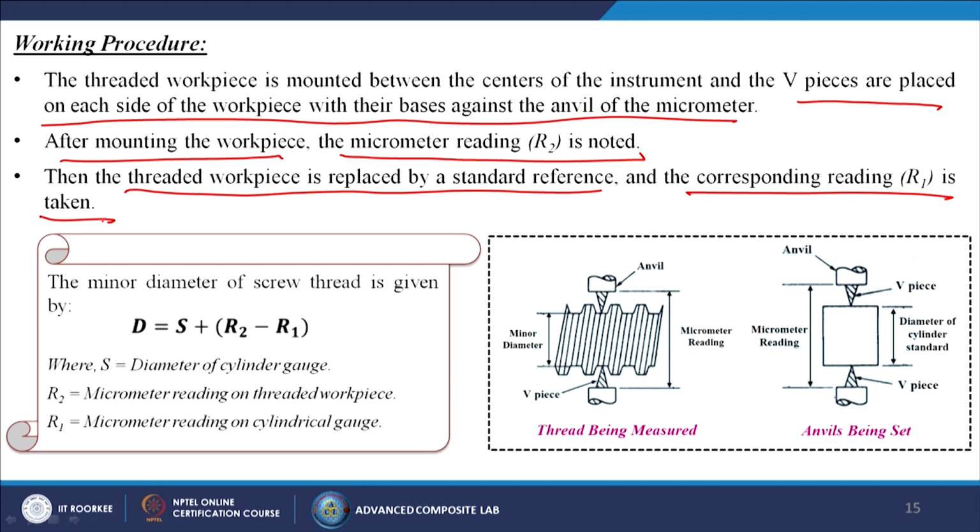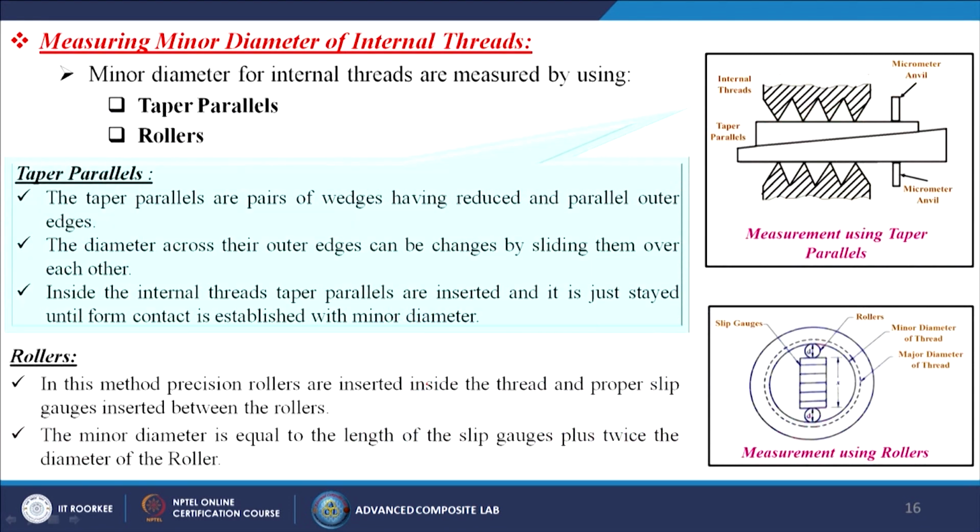So, the minor diameter of the screw thread is given by D is equal to S plus R2 minus R1, where S is the diameter of the cylinder gauge, R2 is the micrometer reading on the threaded workpiece, and R1 is the micrometer reading on the cylindrical gauge. So, same thing, we are doing the shadowing kind of thing.